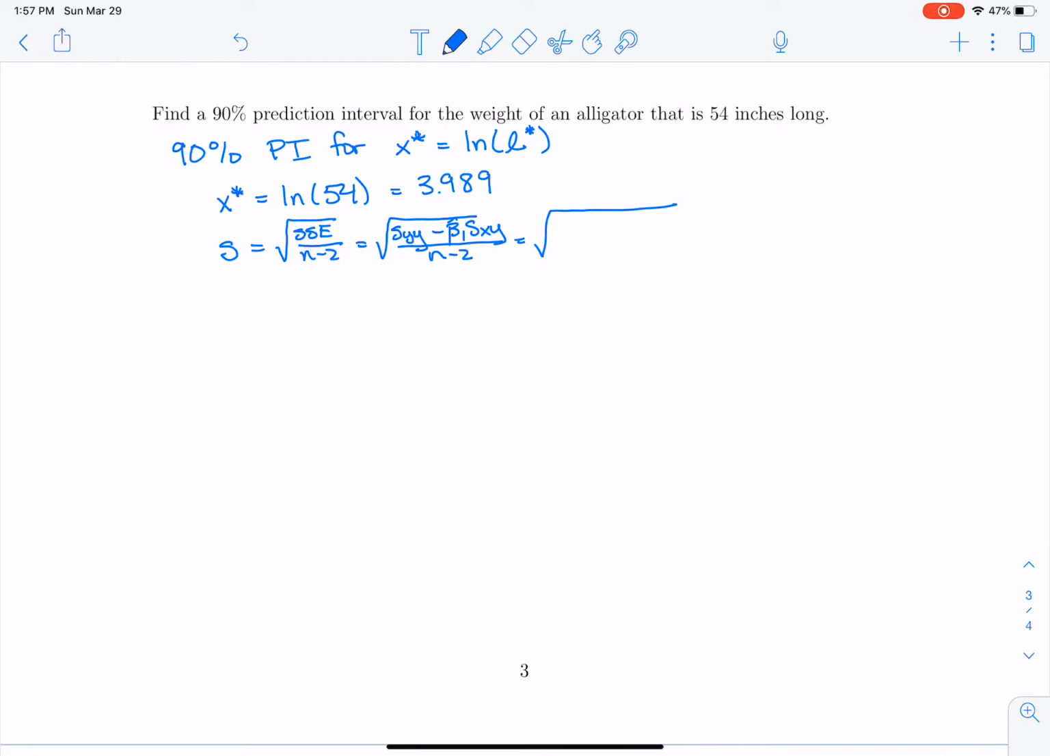S sub yy, when we were looking above, was 10.26. We're going to subtract the slope, 3.4312, times 2.933.